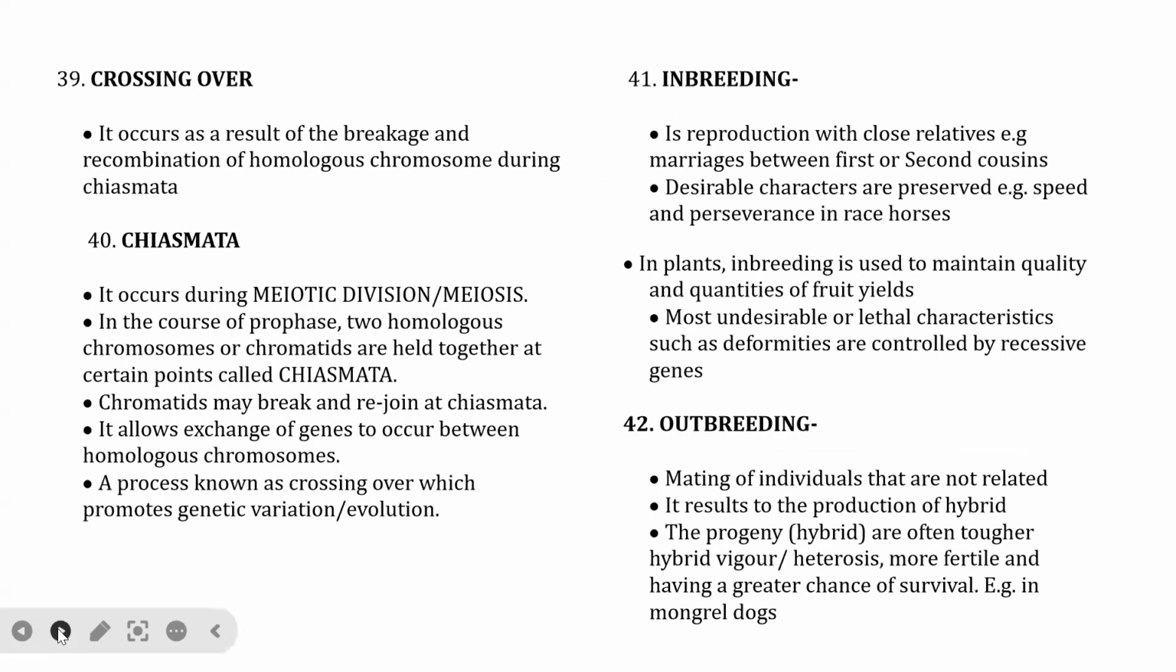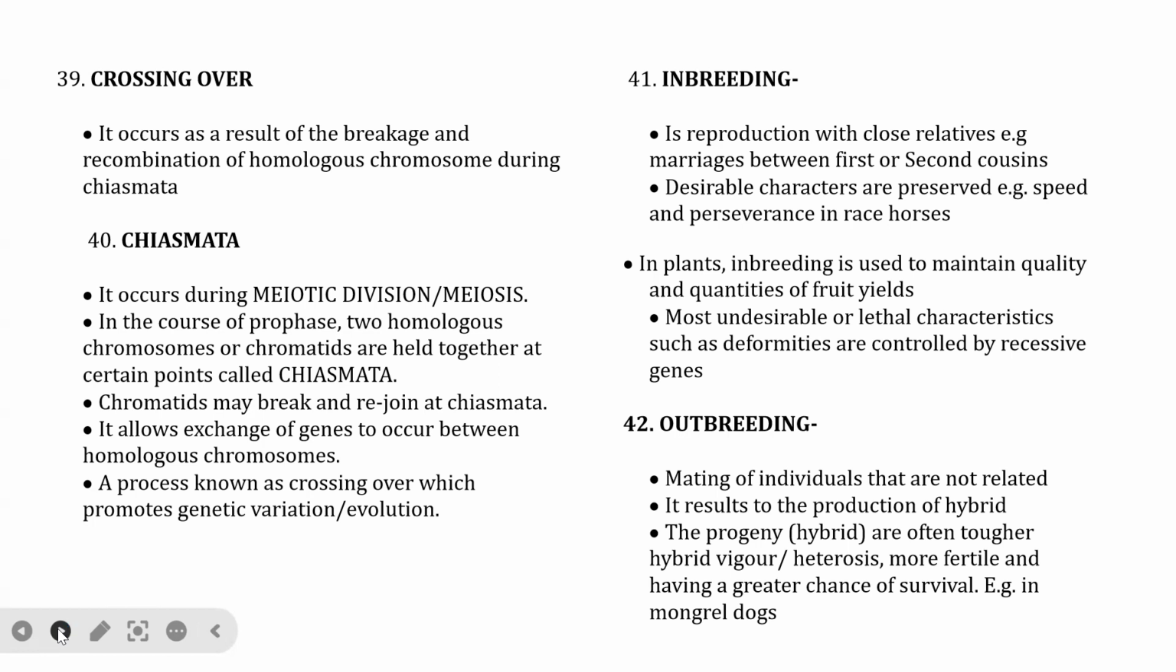inheritance. 39, crossing over. I know we've mentioned crossing over. We talked about chiasmata in meiosis, and so we'll just talk about it here again. So we'll be familiar with them. As we mention them, you become so familiar with all those terms. So crossing over occurs as a result of the breakage and recombination of homologous chromosomes during chiasmata. Breakage and recombination, exchanging of genetic material, crossing over.